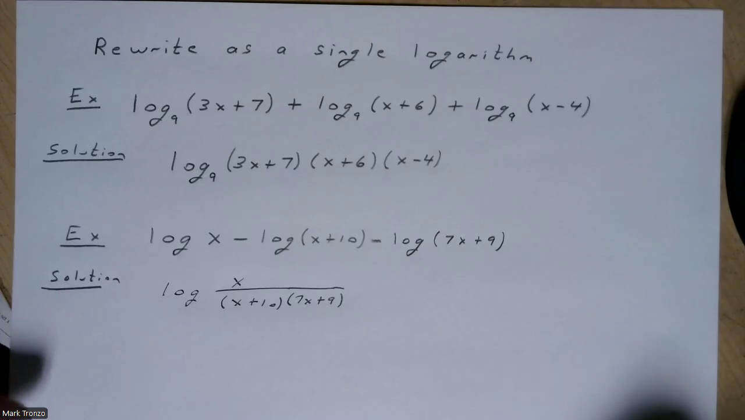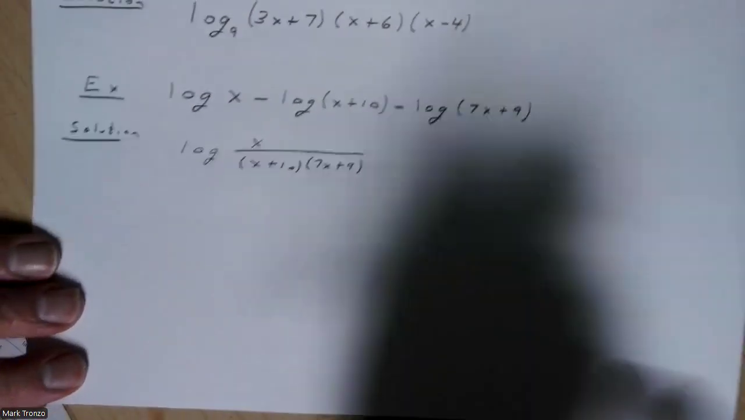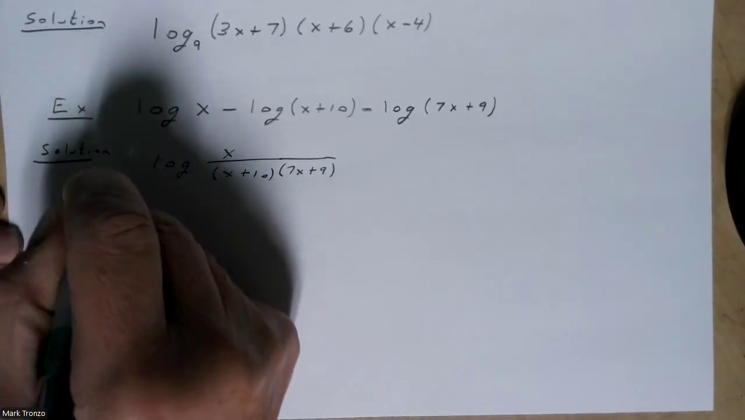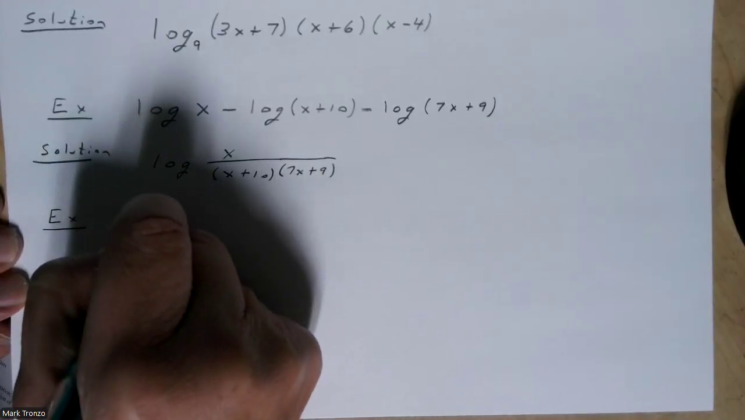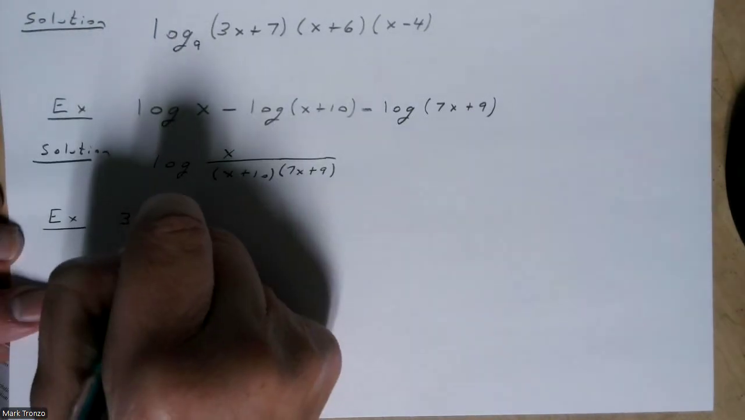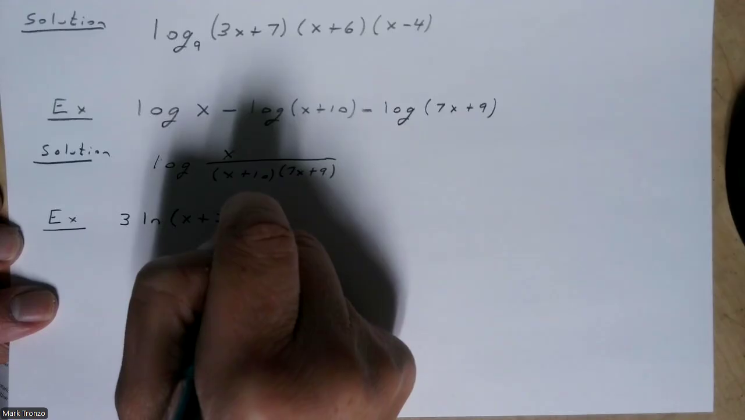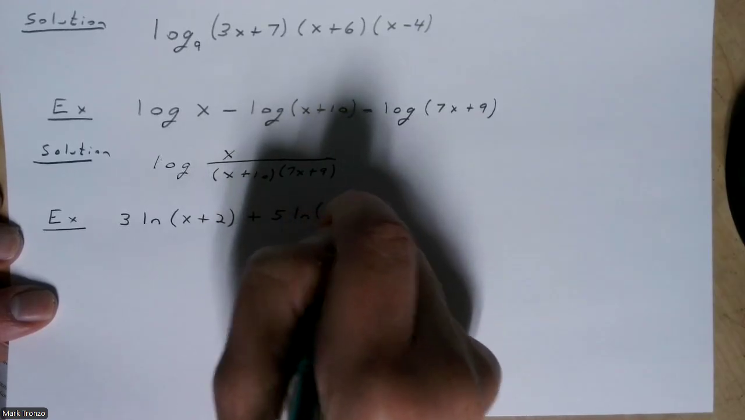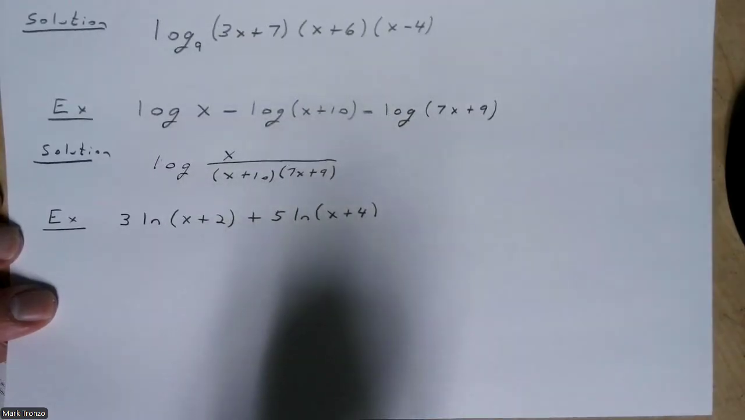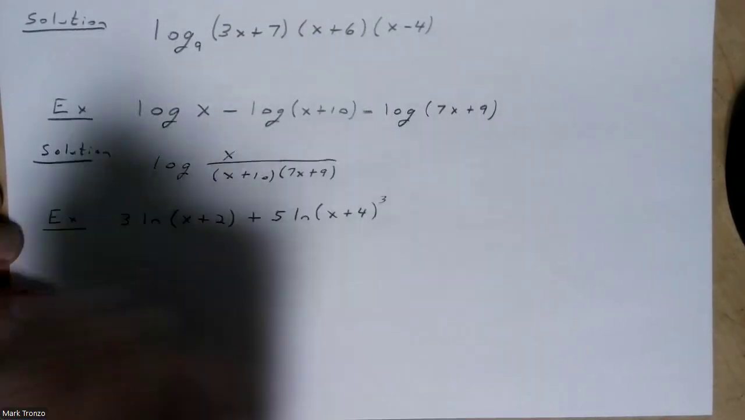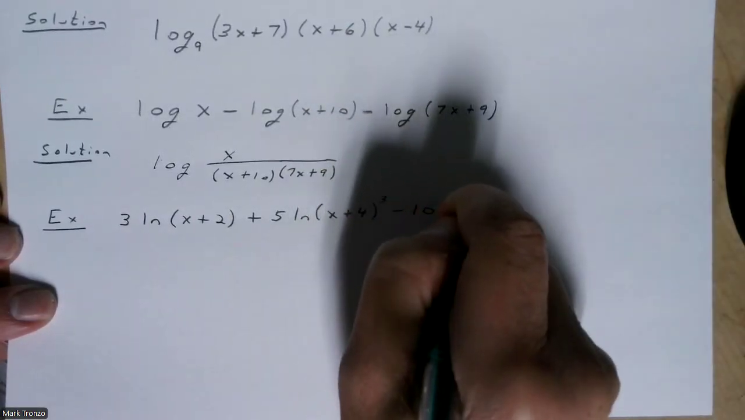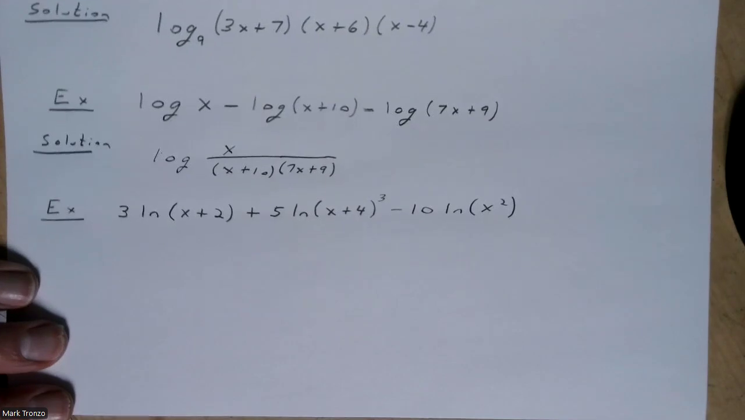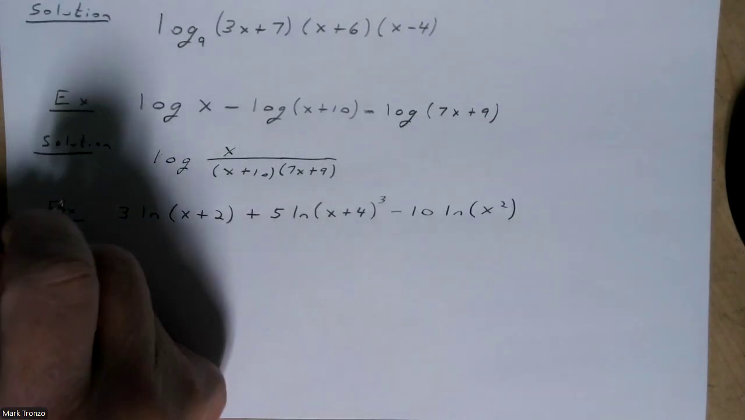Now let's combine some of the ideas that we looked at previously. So suppose you have something like this, 3 ln, that's the log to the base e, of x plus 2 cubed, and so on, with x squared, like this. Again, we're going to write this as a single log.